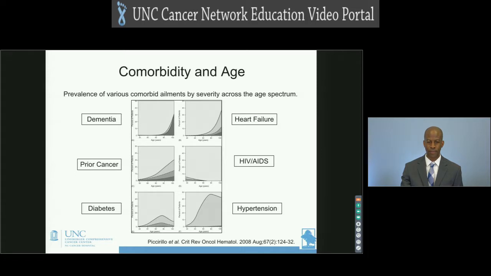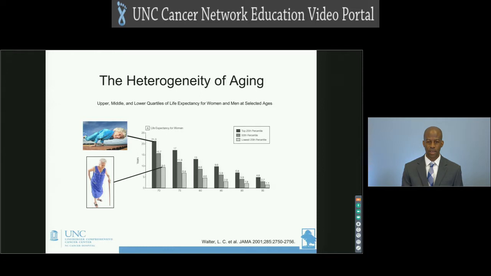So here are the upper, middle, and lower quartiles of life expectancies for women. The men are not included in the slide, showing that at various ages, the upper, lower, and median quartiles of life expectancy actually differ based on your health status.